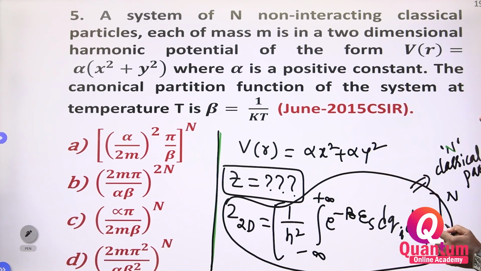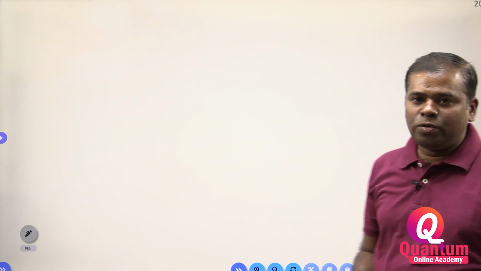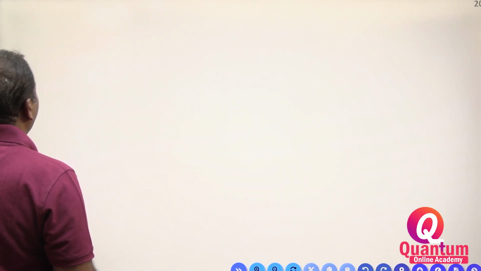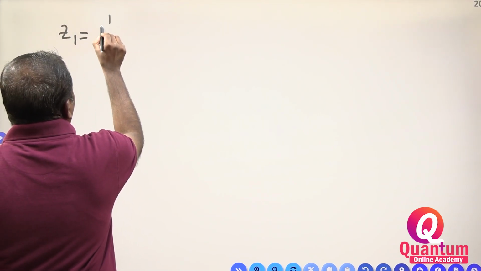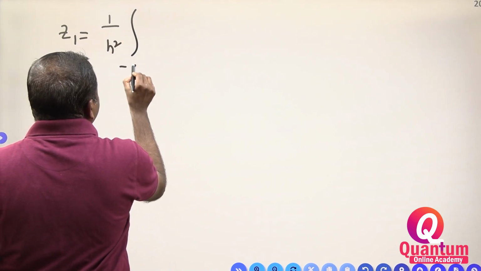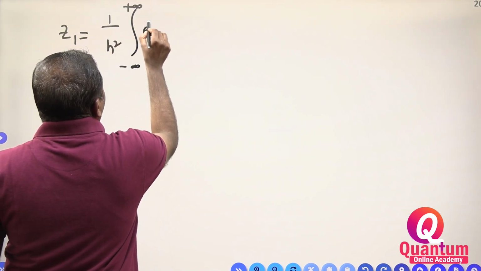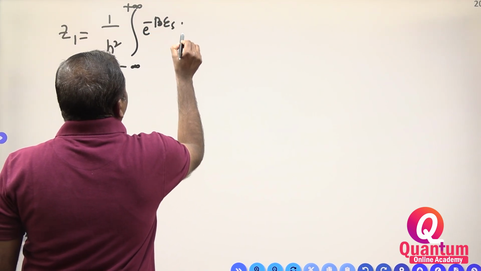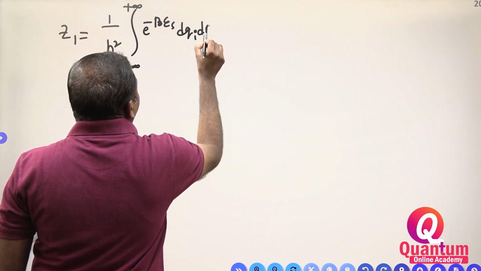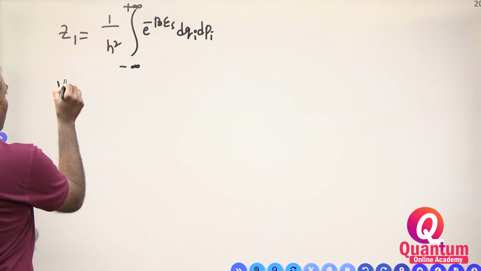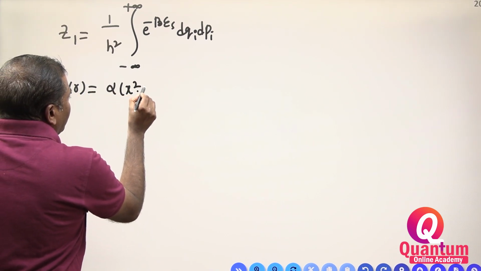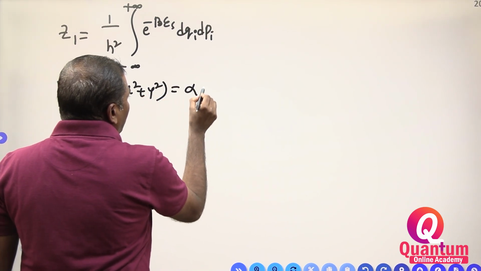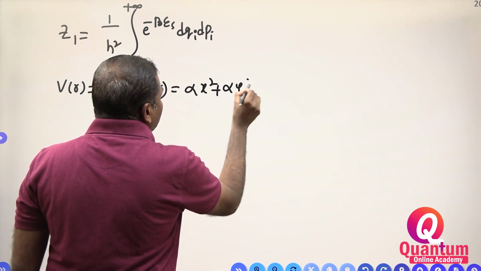Now we have to calculate. How we have to calculate this, we will see. Once you see the solution, how we have to solve. First, we need to calculate the energy. What is the formula? For one particle we take 1 by h square into integral minus infinity to plus infinity of e to the power of minus beta into Es into dqi into dpi. But they gave the V of r potential energy for two dimensions, alpha into (x square plus y square), which is equal to alpha x square plus alpha y square.